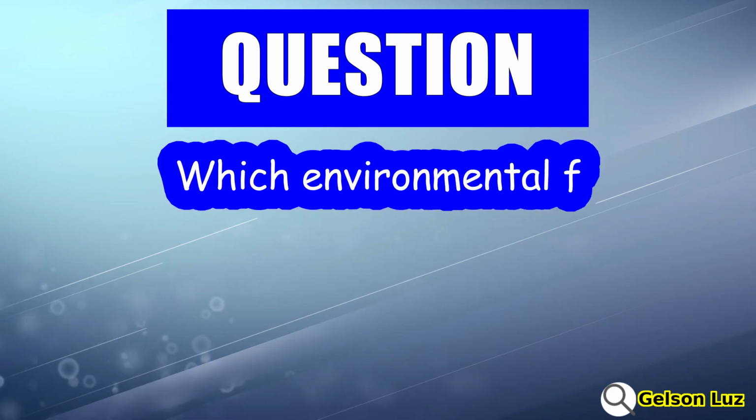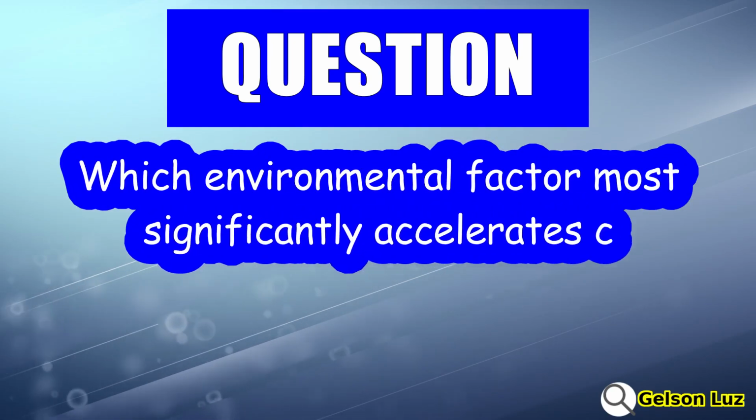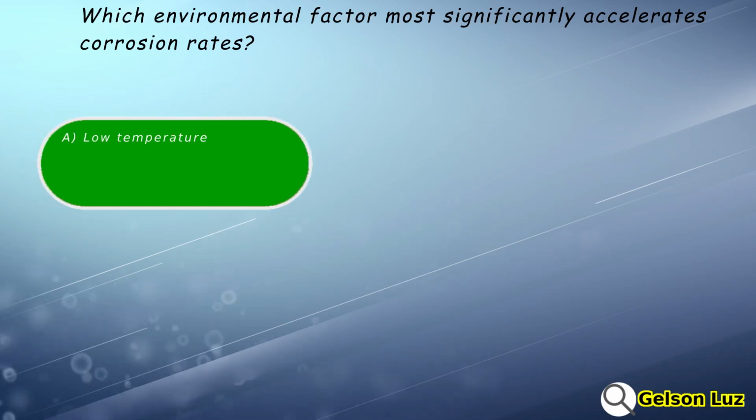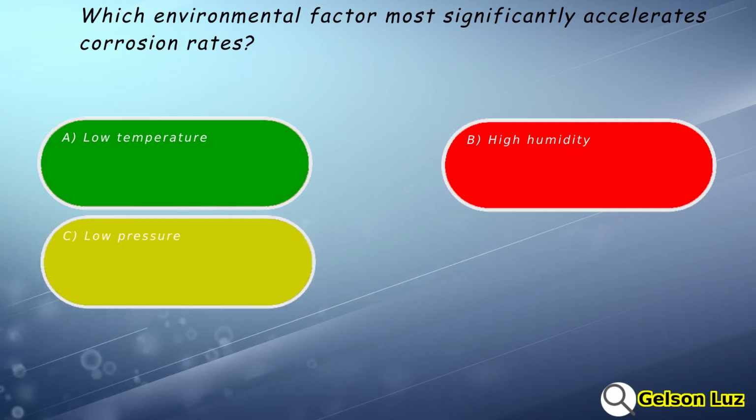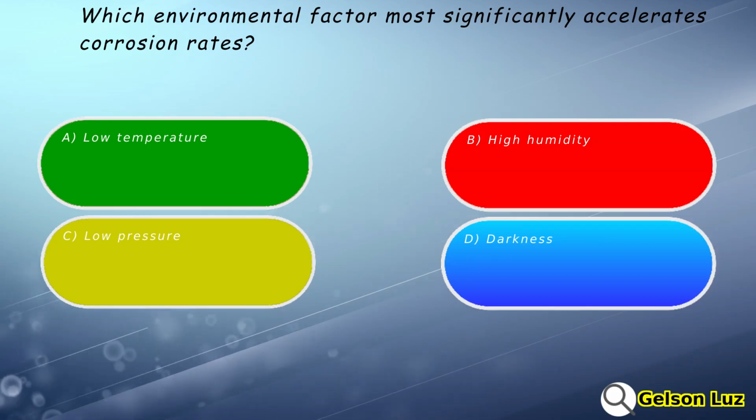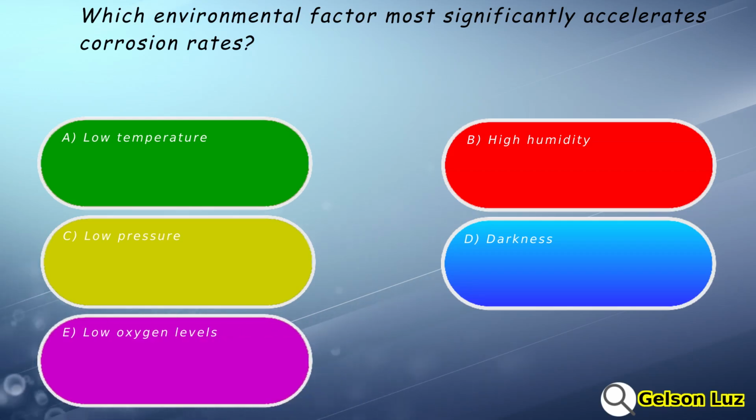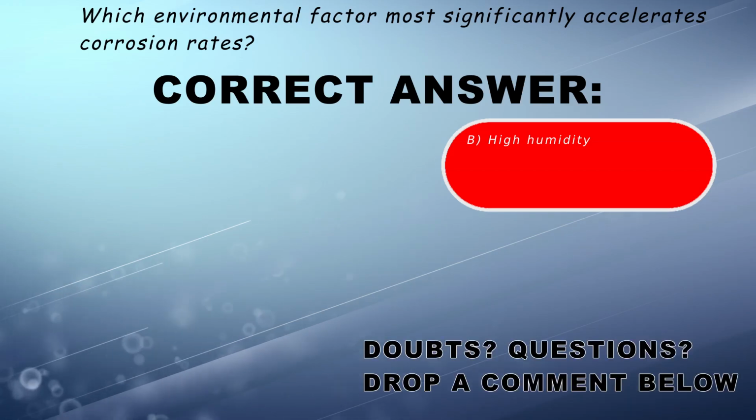Which environmental factor most significantly accelerates corrosion rates? A. Low temperature. B. High humidity. C. Low pressure. D. Darkness. E. Low oxygen levels. The correct answer is B. High humidity.